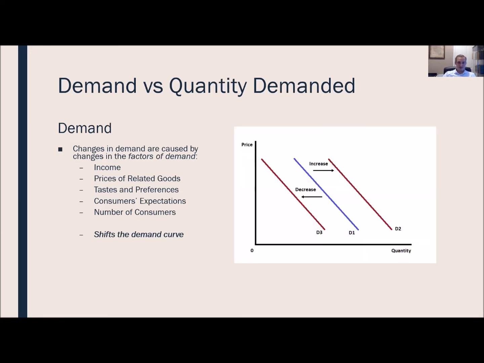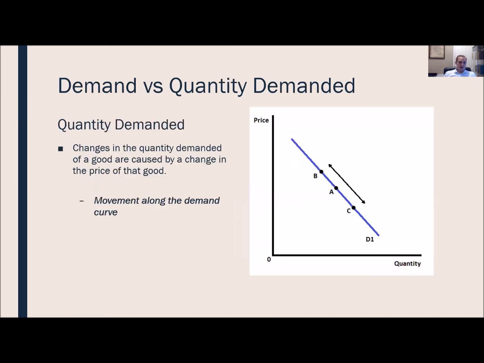Now, how is this depicted? Well, demand being shifted is going to be seen as D1 shifting to either D2 or to D3. If there is an increase in demand, D1, or our demand curve, is going to shift rightward to D2. If there is a decrease in demand, D1 is going to become D3 because there is going to be a leftward shift of our demand curve.